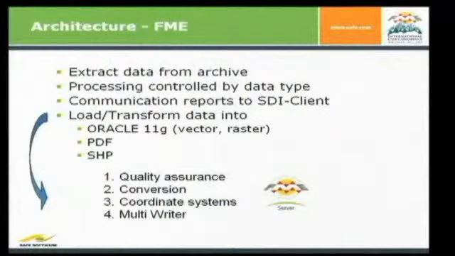And then it's loading this transformation into Oracle 11 for the Federal Railways, or into a PDF or shapefile for these emergency maps. We are focusing now on this load and transform part because, of course, this part is done by FME server, where we basically have four steps using FME. Quality assurance, then conversion, then transformation of the coordinate systems, and, of course, we use the multi-writing capability to produce either error reports or load the data and create a text file for the SDI client so that it knows everything went fine. Okay.